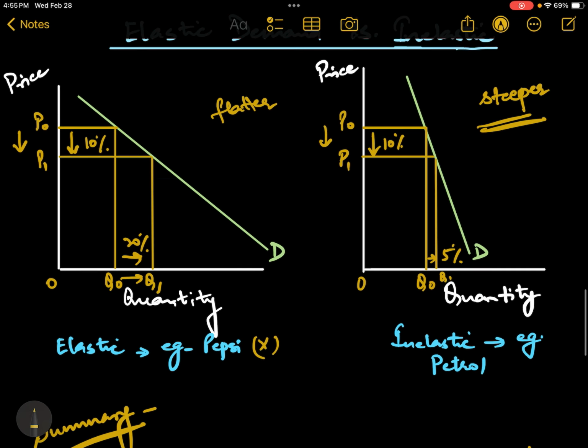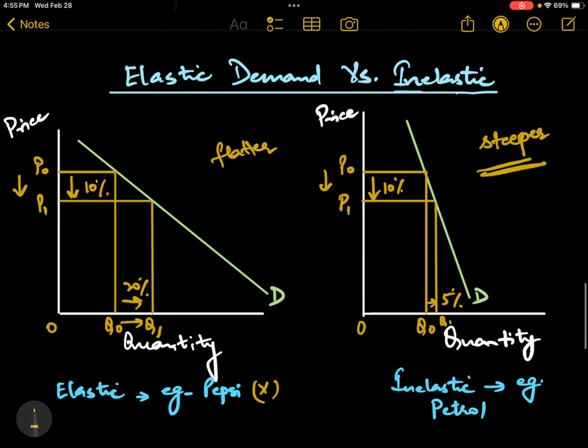Also you need to keep in mind that when you are drawing these two diagrams, or any concept related to these two, you need to keep one important point. For the elastic demand curve, you need to draw a flatter demand curve. Automatically, you will get the effect that the change in quantity demanded is more compared to the change in price. And if you want to show inelastic demand, a relatively inelastic demand curve, you just keep the demand curve steeper like this. You will be able to show that very easily.